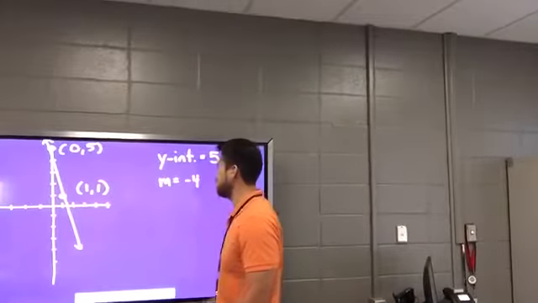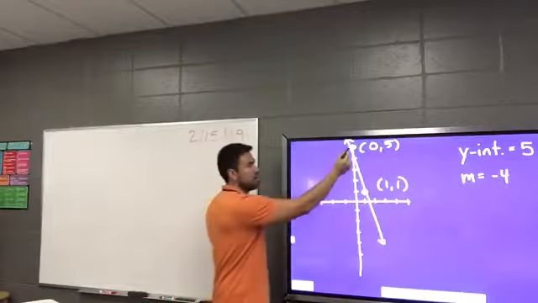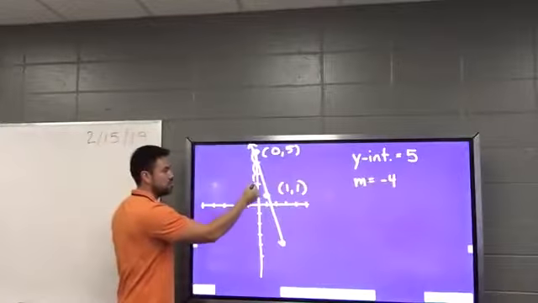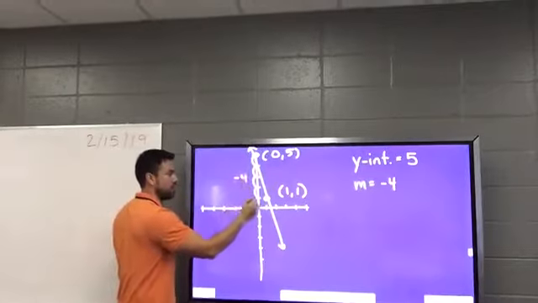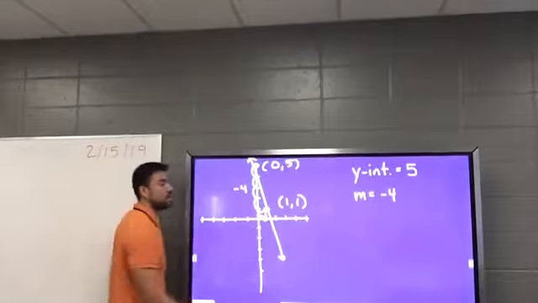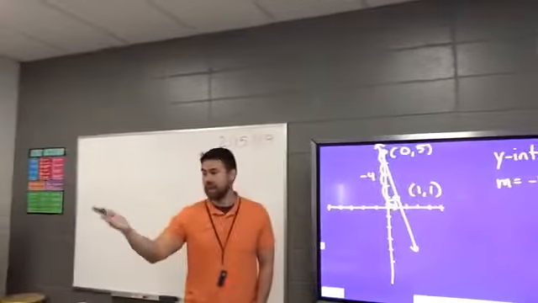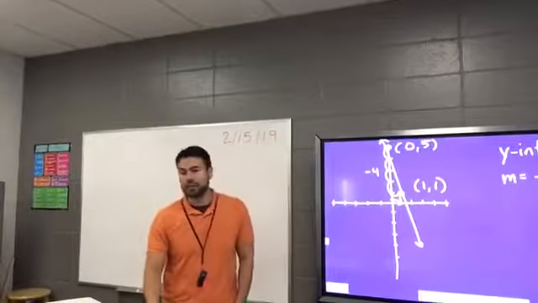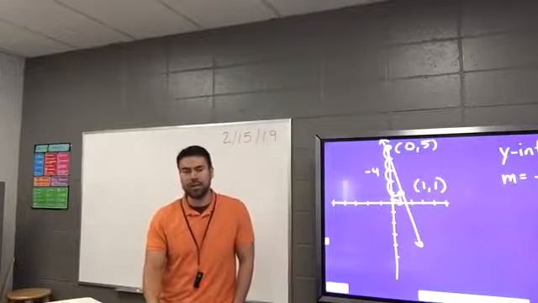Negative 4. How'd you get that? Down 4 and over 1, 2, 3, 4. You went negative 4 and then over positive 1. So what's negative 4 over positive 1? Negative 4. Good.